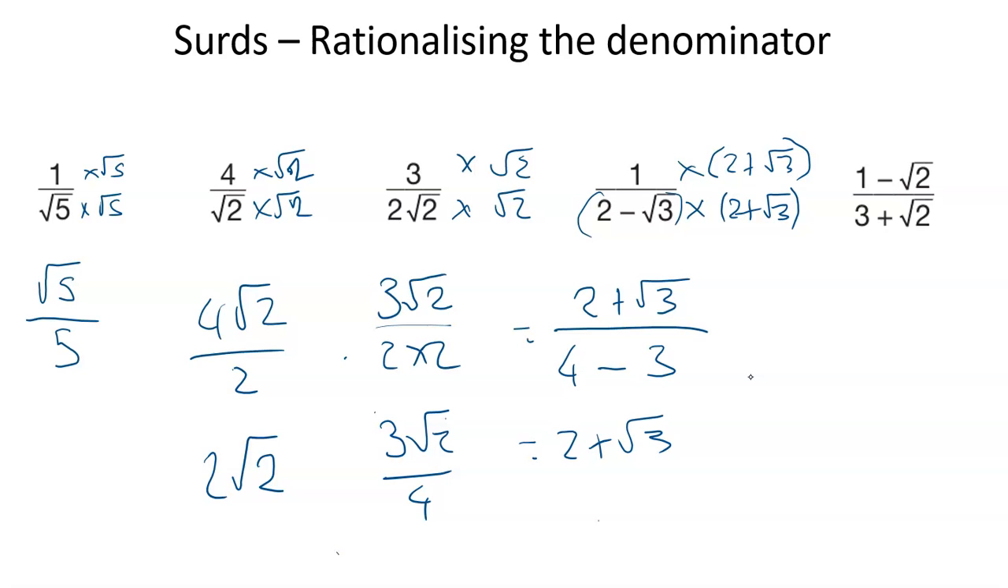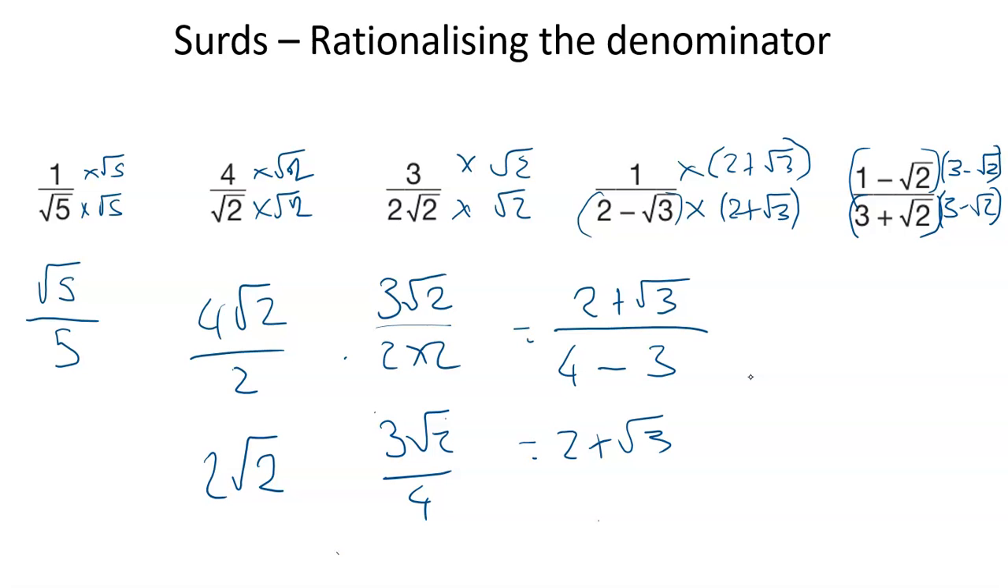Same thing here. It looks more complicated, but it's really not that bad. We've got 3 plus root 2, and so we're going to times by 3 minus root 2. Same thing, but change the sign. And let's put brackets round so we remember to times the whole thing. We're going to times the top by the same thing as we've times the bottom, because we're doing equivalent fractions.